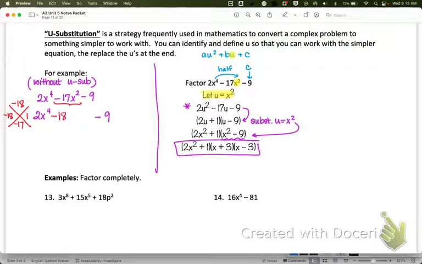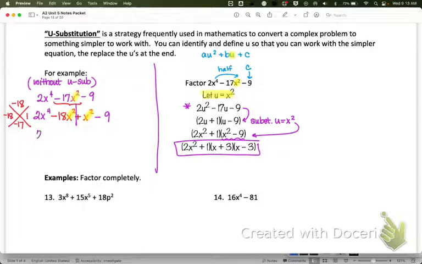So I'm going to say minus 18x squared plus 1x squared. Okay? These have to match: x squared, x squared, x squared. They have to all be like terms. And so from here, now we're going to do grouping just like we did before.